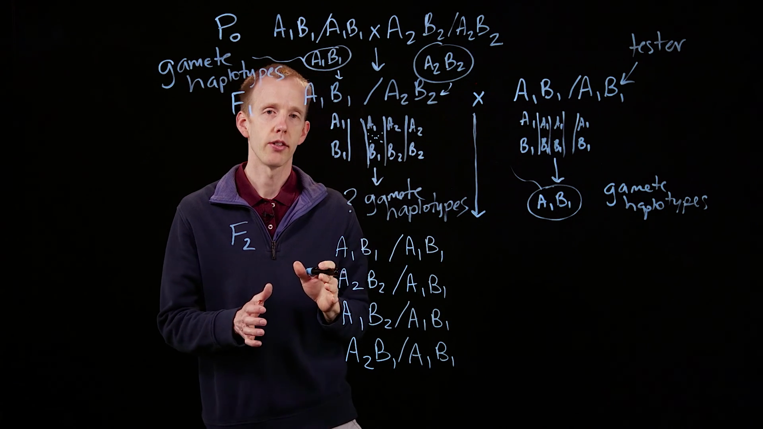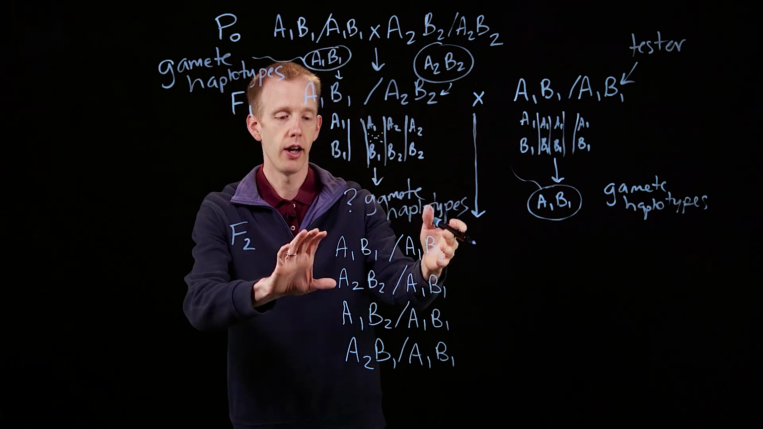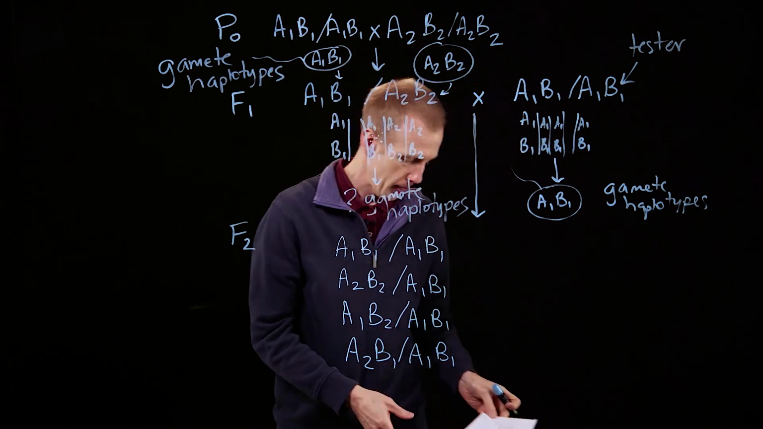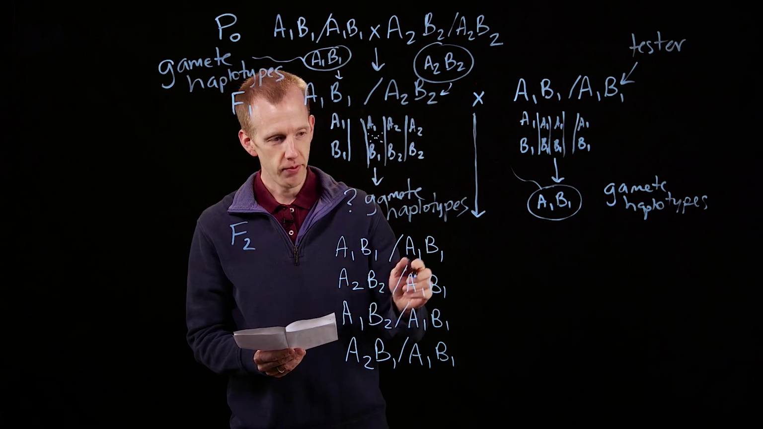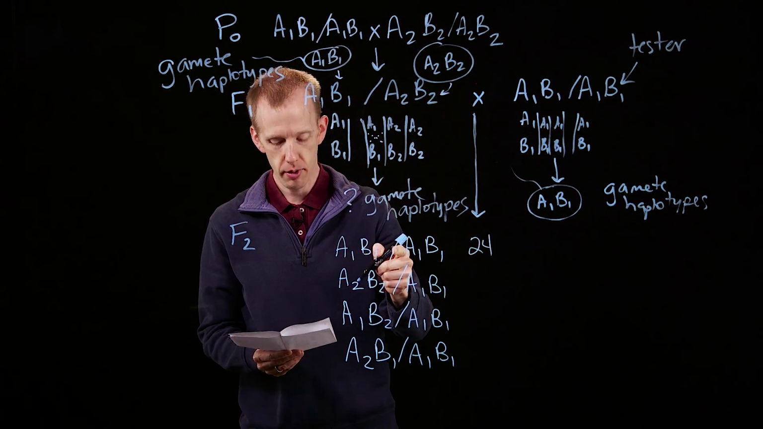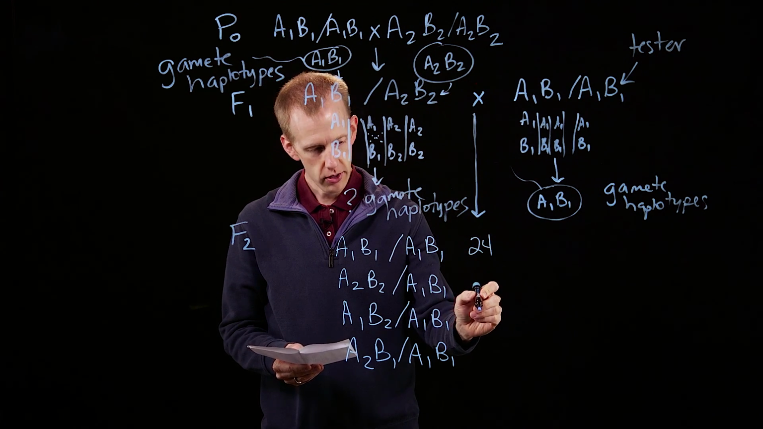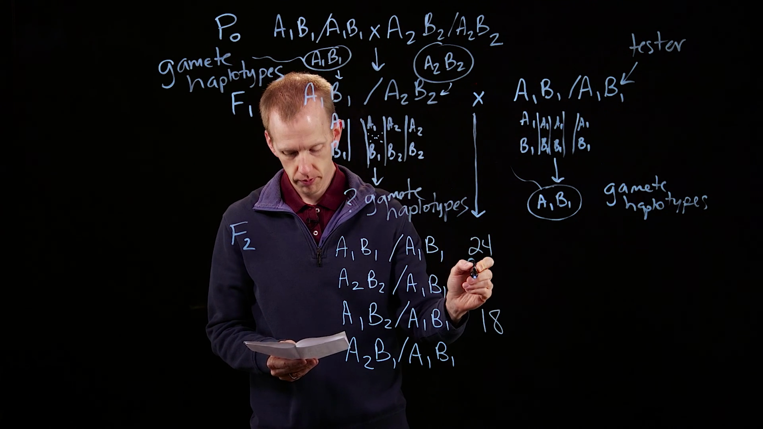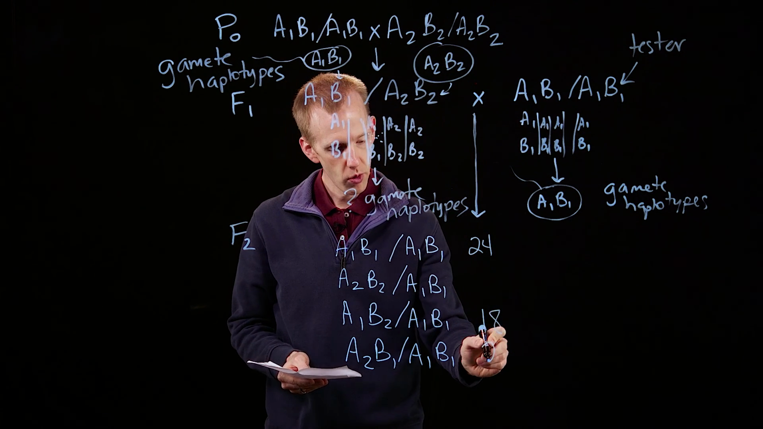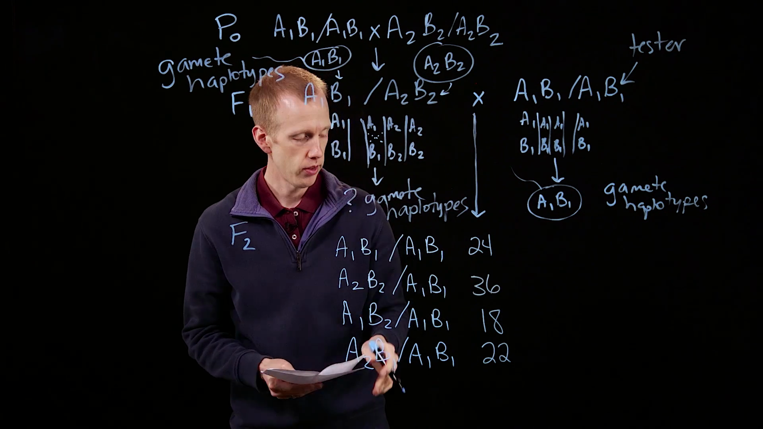So let's say you were a geneticist and you were actually doing this experiment and you crossed these F1 parents together and you collected a number of F2 individuals with these types of genotypes. I'm going to refer to my cheat sheet. So let's say you collect 24 individuals with this genotype and 18 individuals with this genotype, and 22 individuals with that genotype, and 36 individuals with the second genotype.